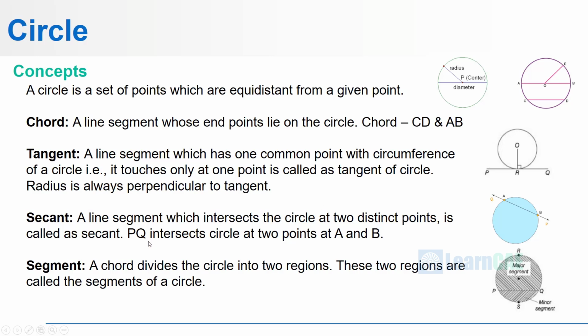Next is secant. Secant is a line segment which intersects the circle at two distinct points and it is called secant. PQ intersects the circle at 2 points A and B. Here the secant is PQ and it intersects at A and B.